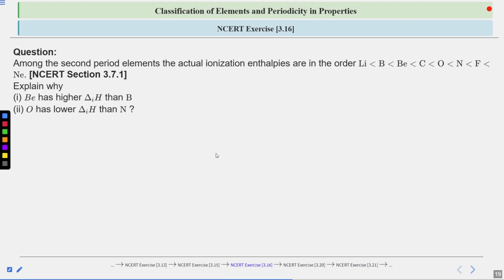Among the second period elements, the actual ionization enthalpy are in the order lithium, boron, beryllium, carbon, oxygen, nitrogen, fluorine and neon. Now you can clearly see an anomaly here, and this is seen for the beryllium. So beryllium is having a higher ionization energy than boron, and your oxygen is having a lower ionization energy than nitrogen. So what is the reason behind it? Just think about it. You have some time to solve this question.